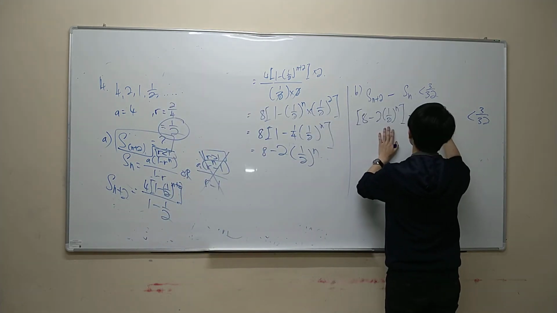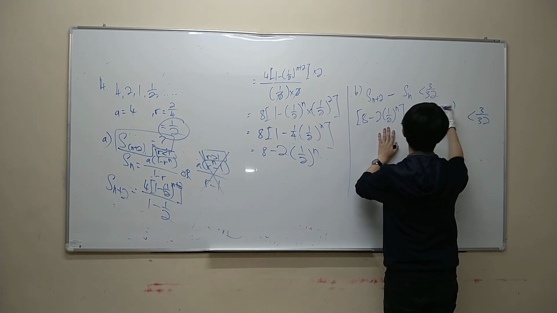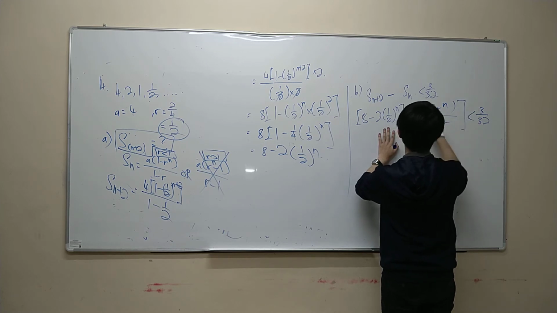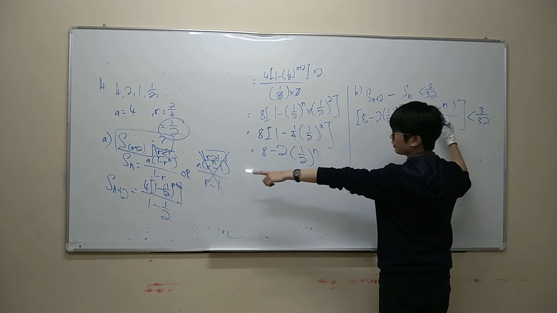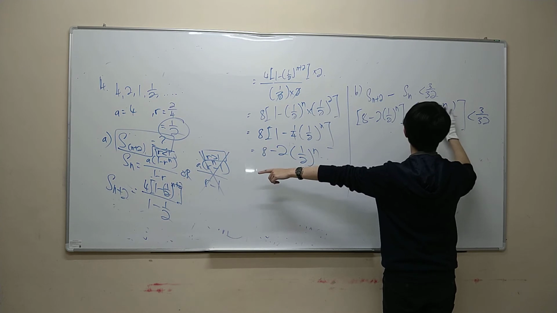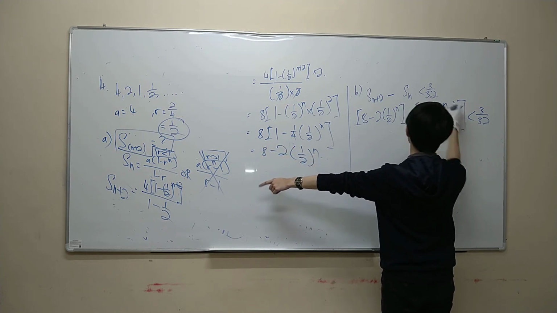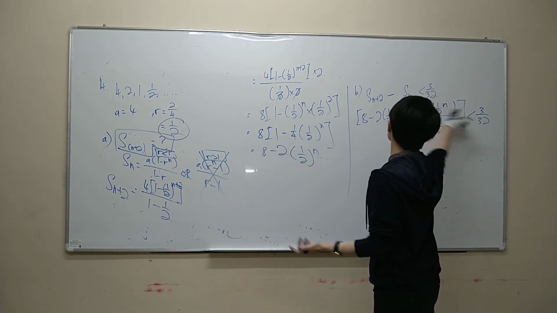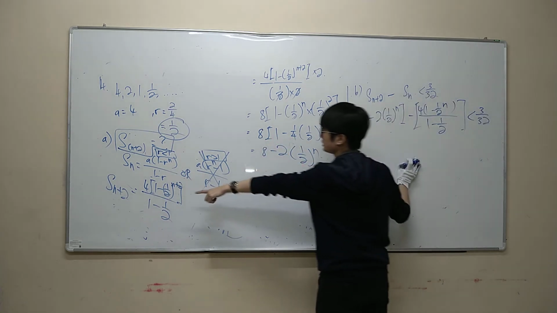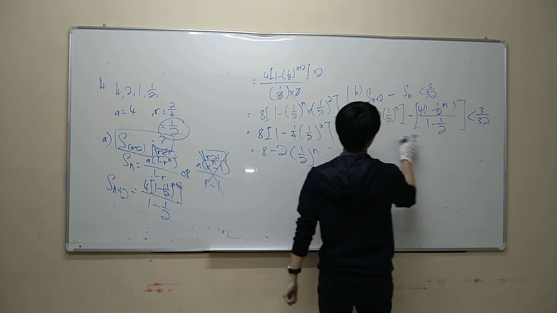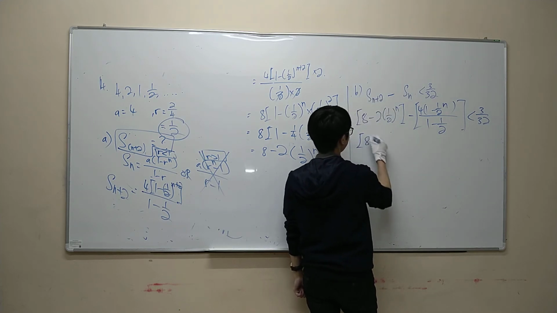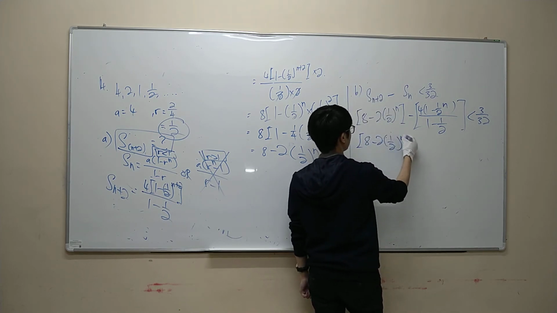So the Sn formula is what? a times 1 minus r power n over 1 minus r, right? But this time the a will be 4, and the r will be 1 over 2. And this time the n is just n, because the n is n, right? This one is different, this one the n is n plus 2. So this one is 8 minus 2, 1 over 2 power n.